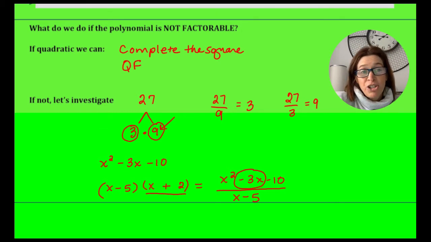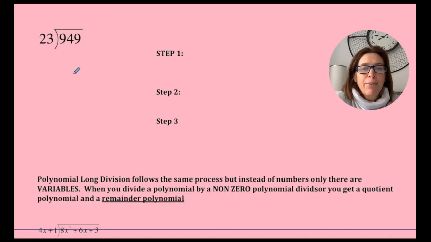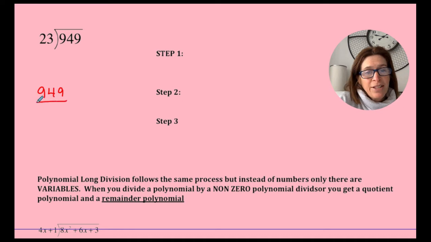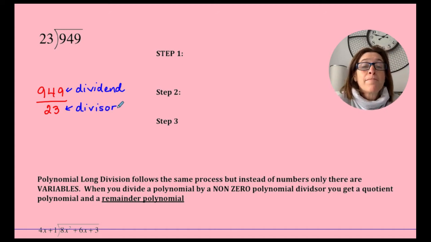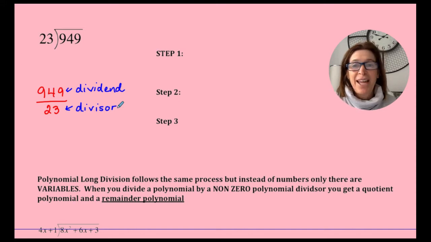Okay, so let's think about division a little bit. Here is an example of long division that you haven't done in a really long time: 949 divided by 23. I think it's important to know the terminology here. We call 949 the dividend, and we call 23 the divisor. If the divisor goes evenly into the dividend, then that means it's a factor. If it does not go evenly, then you'd have a remainder, which means it's not a factor of the number.